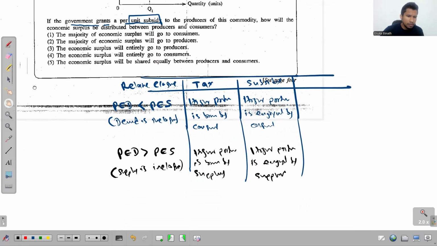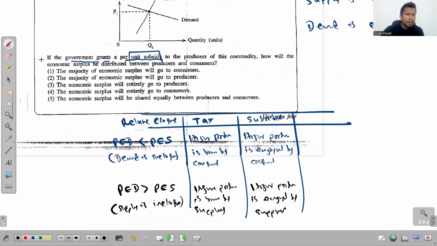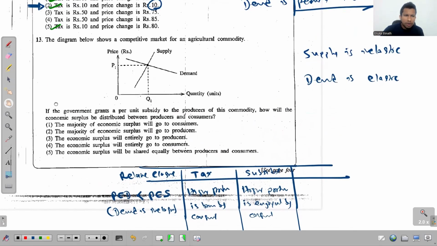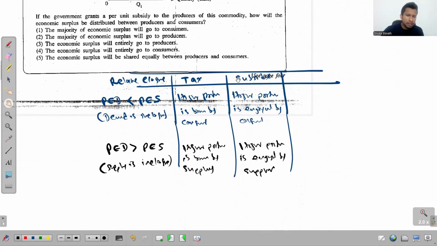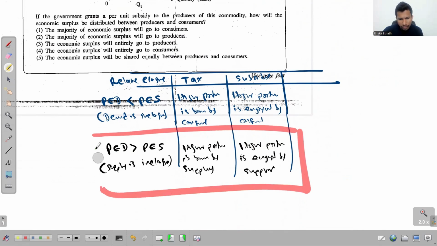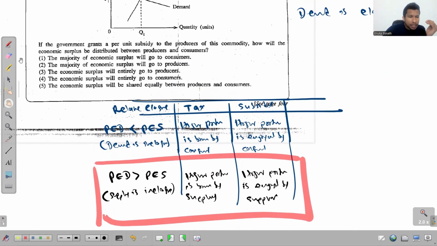Now look at this one. In this given case, what is the quality? Supply is inelastic. So the relevant row is this. Supply is inelastic. So if the supply is inelastic and this is a subsidy, who will enjoy the majority, the higher portion of the subsidy? The producer.